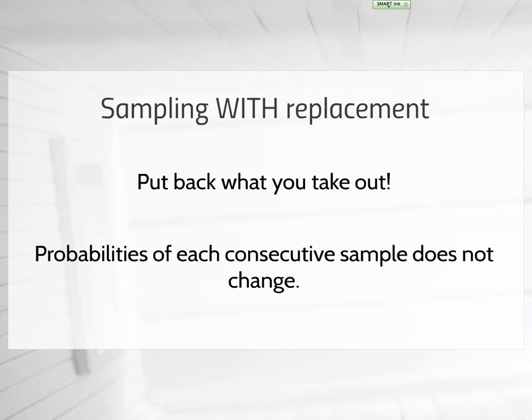And what that does is that the probabilities of each consecutive sample does not change. So if there are 10 pink starbursts in my bag and I take one out, but I put it back in before my second pick, there's still 10. So that's the difference with replacement, is it's the same. And we're going to compare this and look at tree diagrams, this information on it today as well.